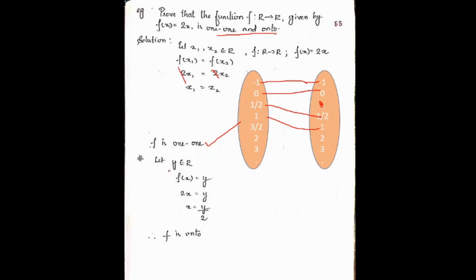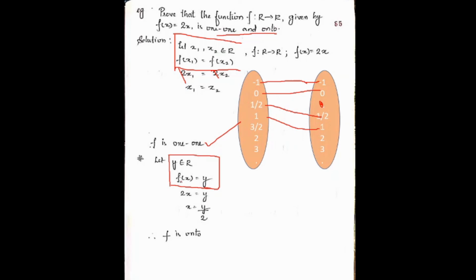Next, onto. Let y belong to R. This is the mathematical representation for onto. Always when you start with onto, you have to write this. It depends on what type of set it is. Here it is real numbers, so you have written R. And for one-one, you are supposed to write this form. This is very important. Don't forget to write this part, okay? You should remember to write this part.